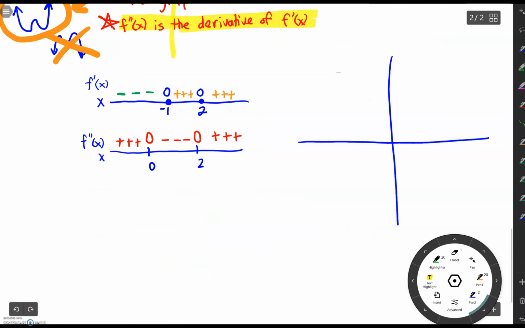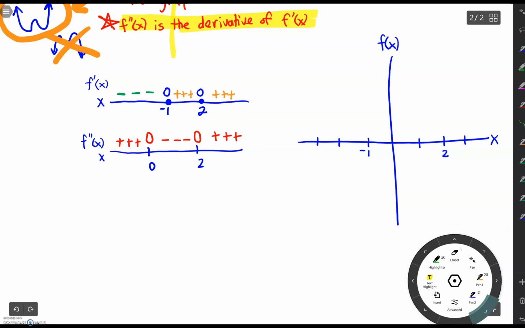I'm going to start by labeling the y-axis f of x because we're drawing the f of x graph now. And I want to make sure that all my partition numbers get on this x-axis right here. So I need to have a -1, I need to have a 0, well, that's at the origin, and I need to have a 2. We can do more tick marks than that, but we need at least those partition numbers on there.